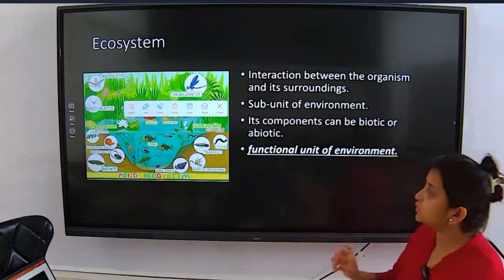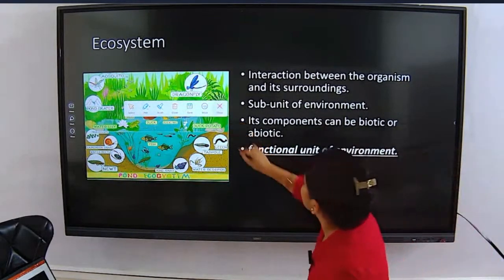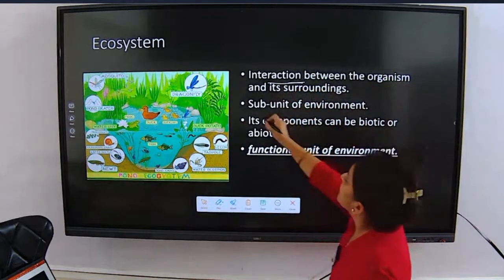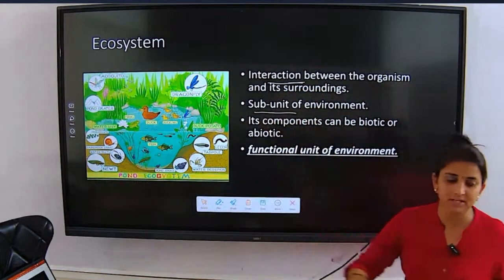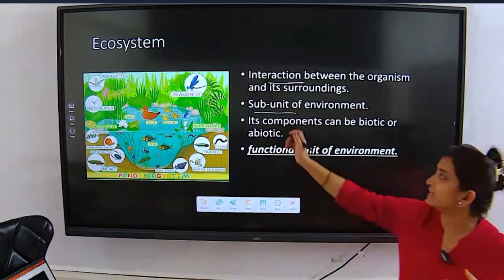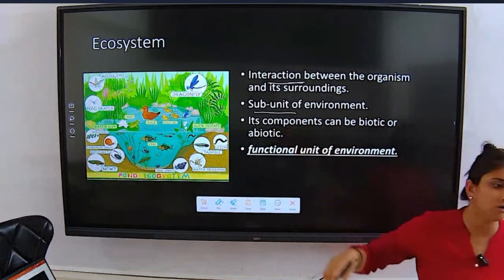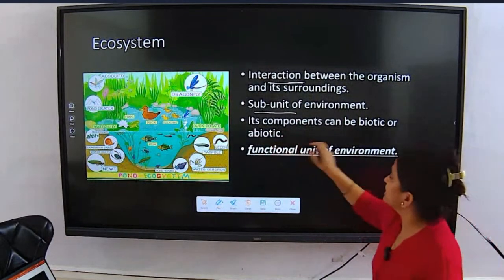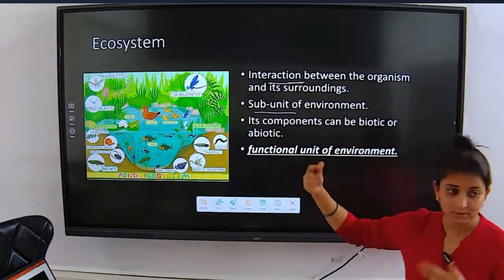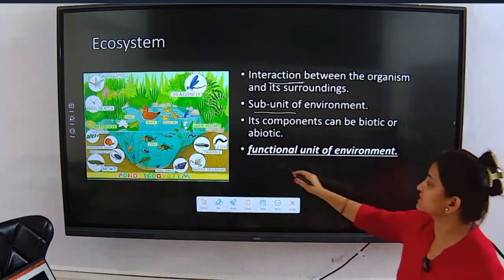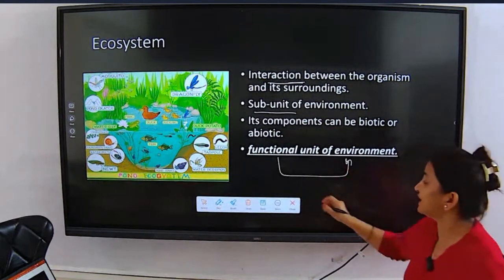Within an ecosystem, some communication is occurring. So basically, it's an interaction between organisms and their surroundings. And as we discussed, multiple ecosystems form one environment, so it also becomes a subunit of the environment. I told you its components can be biotic as well as abiotic, just like the environment. But an ecosystem becomes the functional unit of the environment.